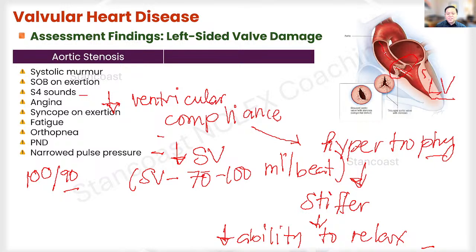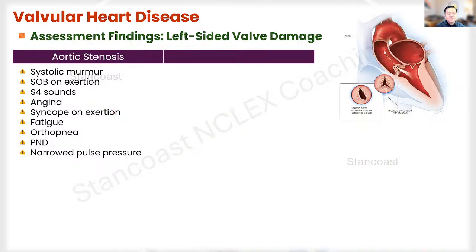Now, what else do we need to expect in this patient with left or the aortic stenosis? Do we have any more? Let me check. All right.